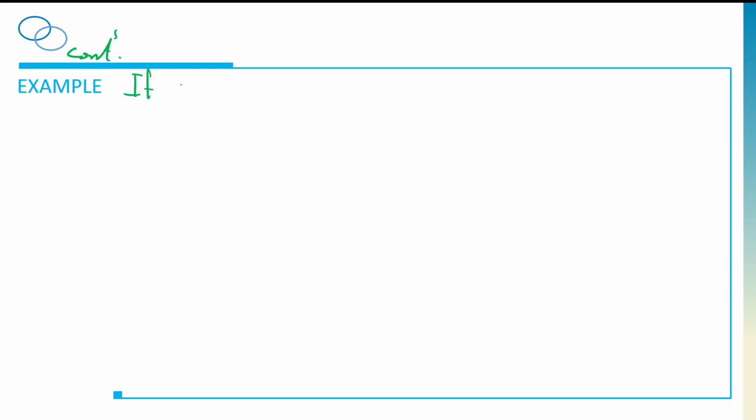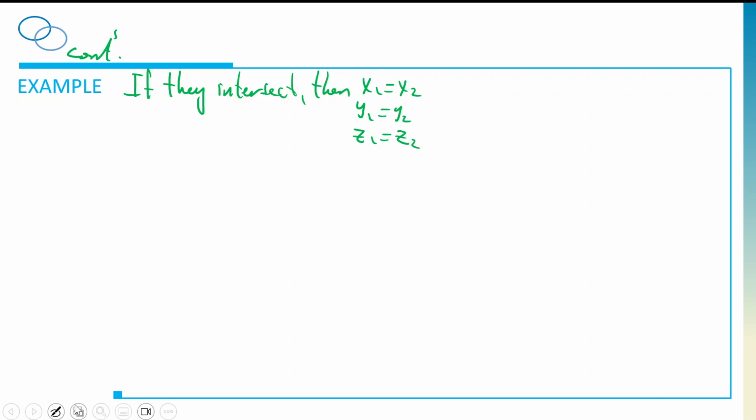If they intersect, then x1 equals x2, y1 equals y2, and z1 equals z2. Now I'll start with x1 equals x2, from the two original equations. So x1 is negative t plus 2. Let's write them down here again, better.